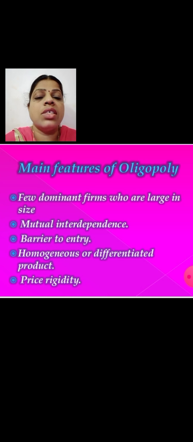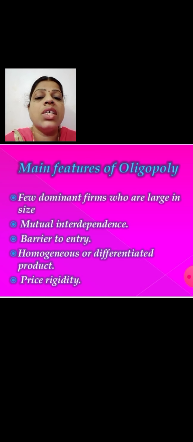Then the next one is homogeneous or differentiated products. That means we can see both natures, homogeneity as well as heterogeneity. We can see products which are uniform as well as different, a sort of differences as well as similarities in that market.